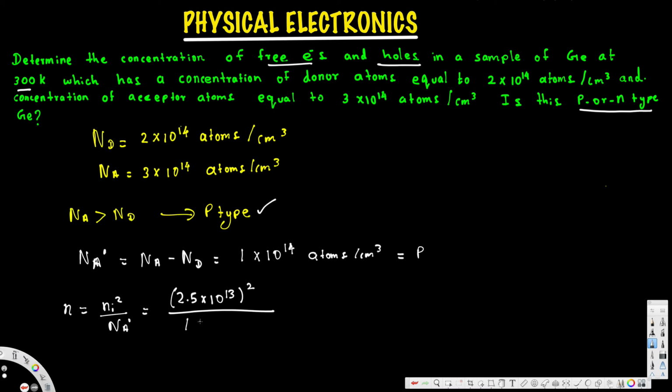That's given by 1 times 10 to the power of 14, we found that one, and if you divide, you will get 6.25 times 10 to the power of 26 in the numerator, since 2.5 squared is 6.25, and we have 10 to the power of 26 when we square 10 to the power of 13, and also we have 10 to the power of 14 in the denominator. Finally we will get the free electron concentration. That's going to be equal to 6.25 times 10 to the power of 12 electrons per centimeter cube, and that's going to be the final answer.